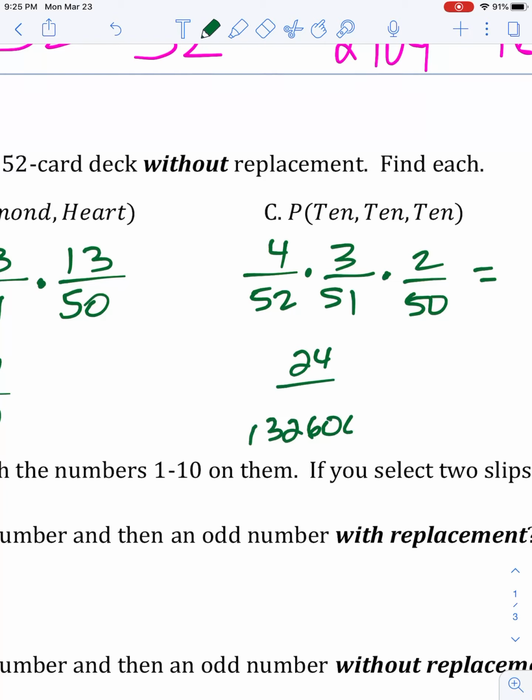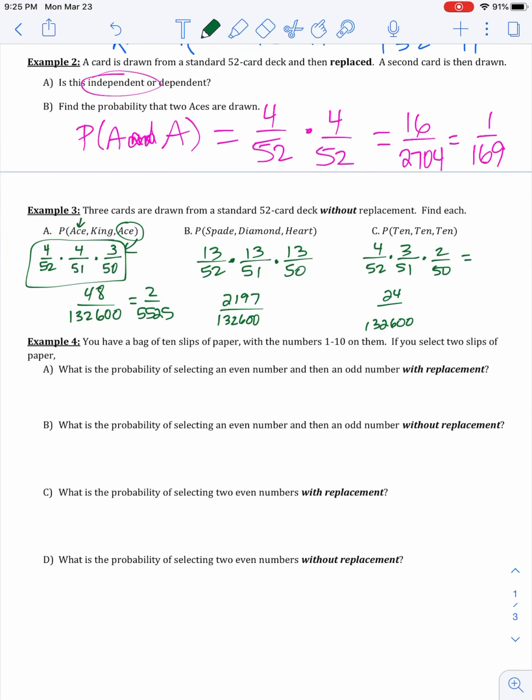The bottom, notice it's the same in all 3 of these problems, and I don't believe that reduces either. So you could leave it as a fraction, you can convert it to a decimal, percentage, any of those are fine for probabilities. All right, one example to go here.